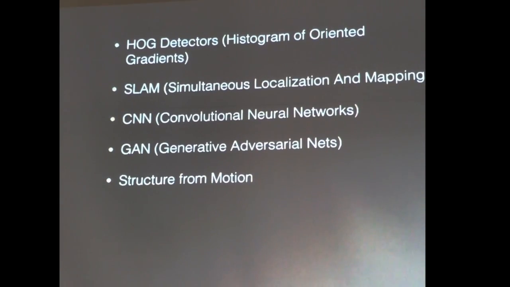When you go into this stuff, you're going to see a lot of crazy things. HOG detectors, SLAM, CNNs, not a news network, GANs, structure from motion. I actually asked the computer vision subreddit, I'm giving a talk about computer vision, what should I talk about? And these were the suggestions. So when you're looking into this field, don't get intimidated by these things. This is a lot of the math that they're going to throw at you, convolutional neural networks.